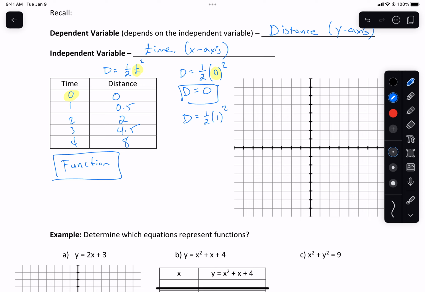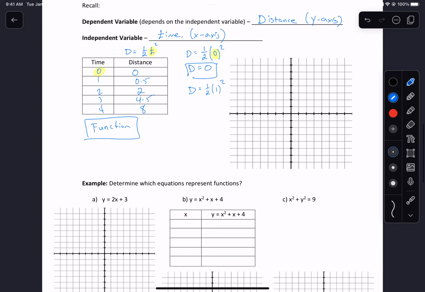If I go over to the graph and I actually plot it, I'm going to have time on here and distance on the y, and I'm just going to plot these points. 0, 0, 1, 0.5, 2, 2, 3 and 4.5, and 4 and 8, which I think is up top. Maybe I'm wrong. I think that's right though.